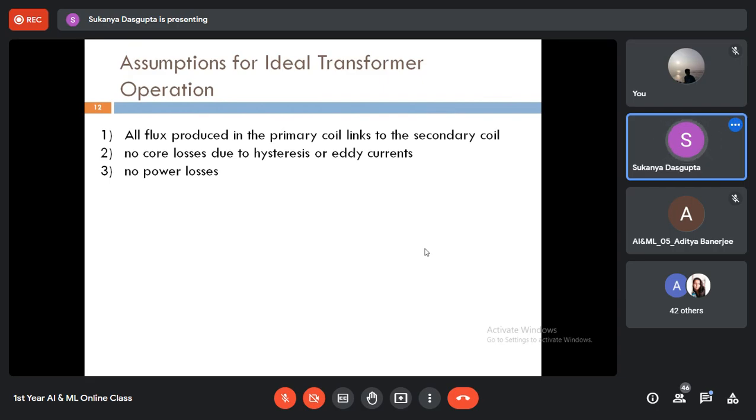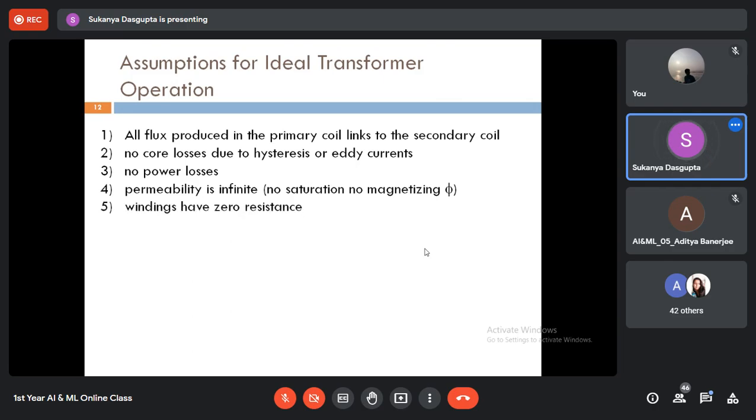Next, no core losses due to hysteresis or eddy currents. No power losses, because no ohmic losses are acceptable. And no saturation, no magnetizing flux. We'll see the effect of this saturation and magnetizing flux when we study the phasor diagram as well as the open circuit characteristic curve, the BH characteristic curve. Because always in the case of an ideal transformer, the permeability is kept as infinity, as high as possible.